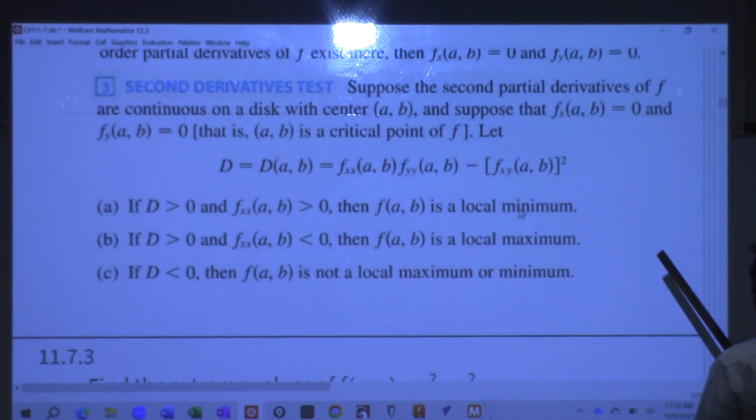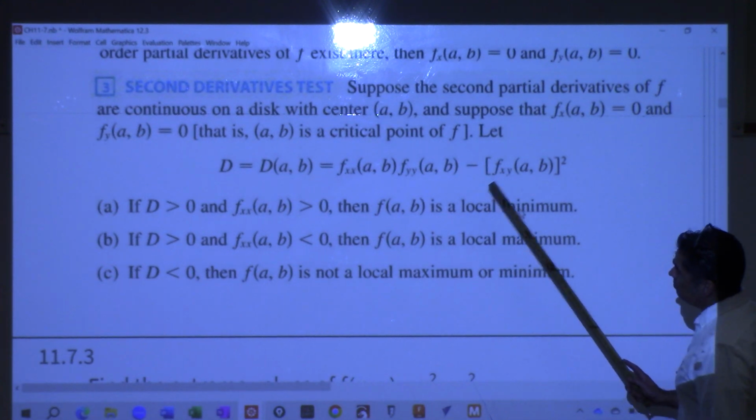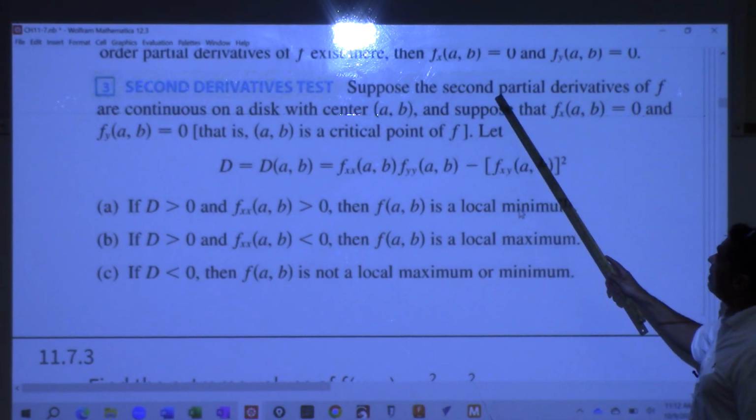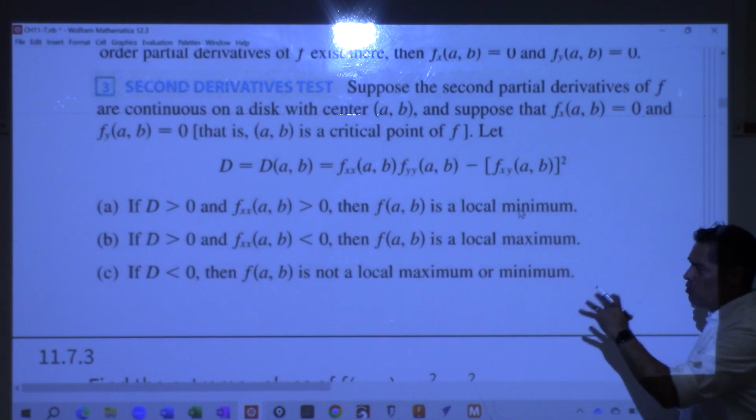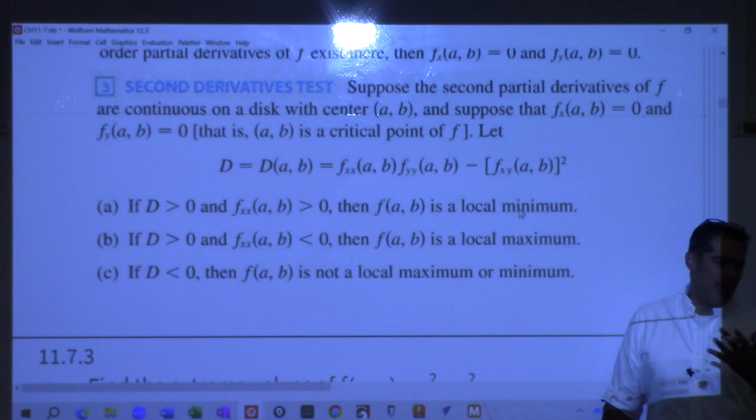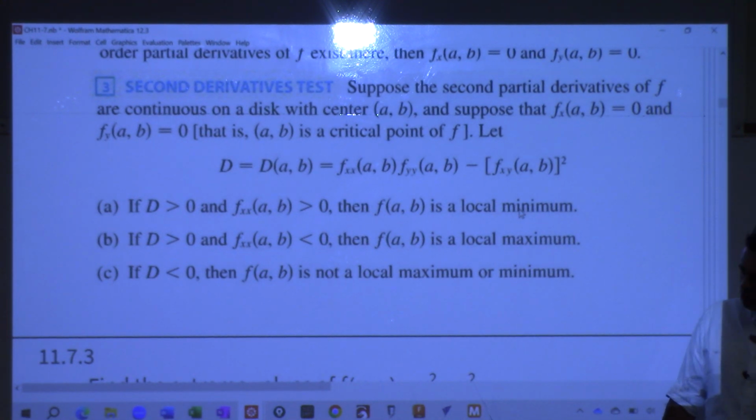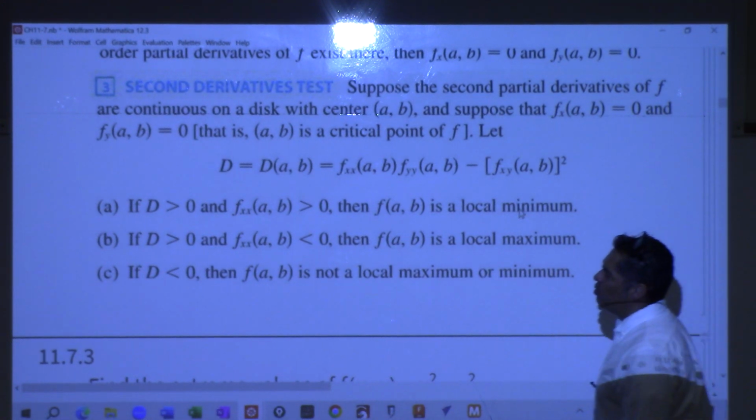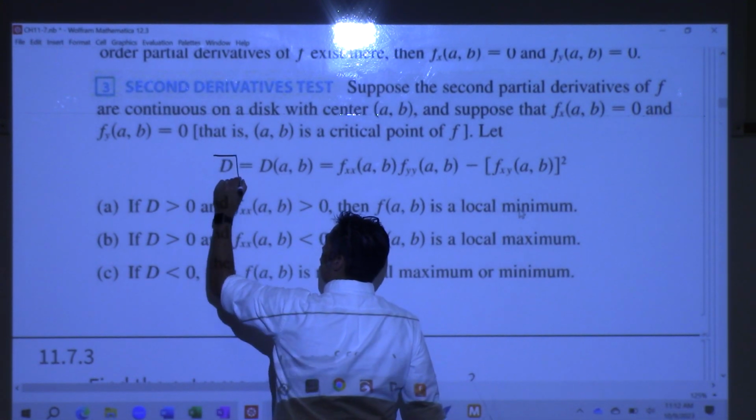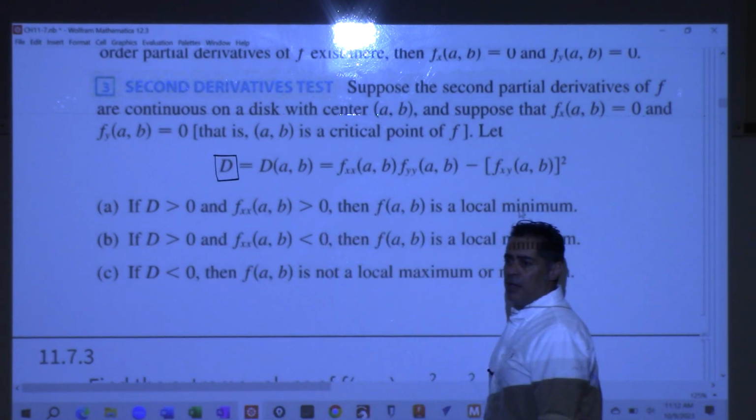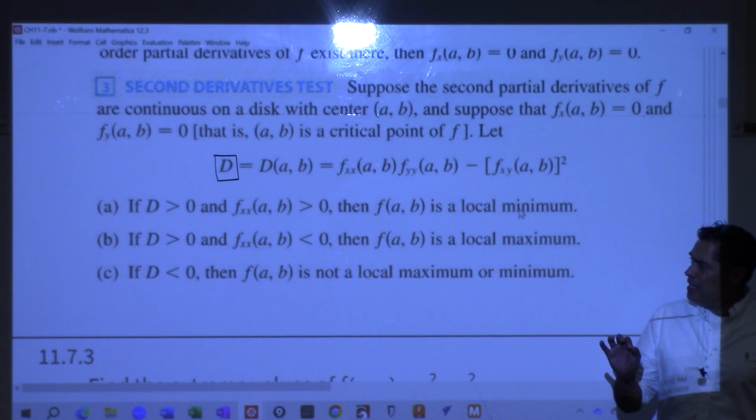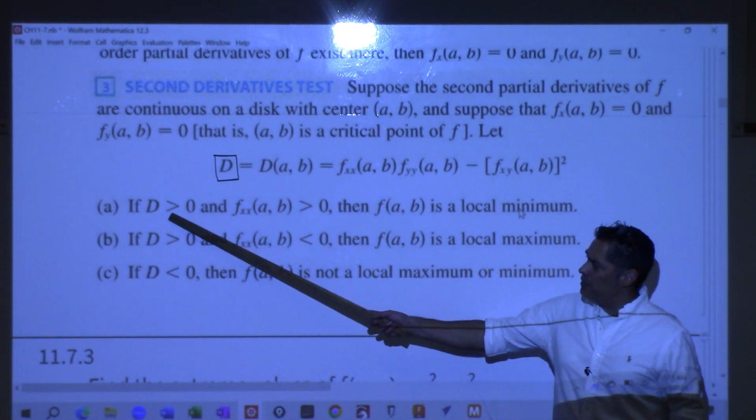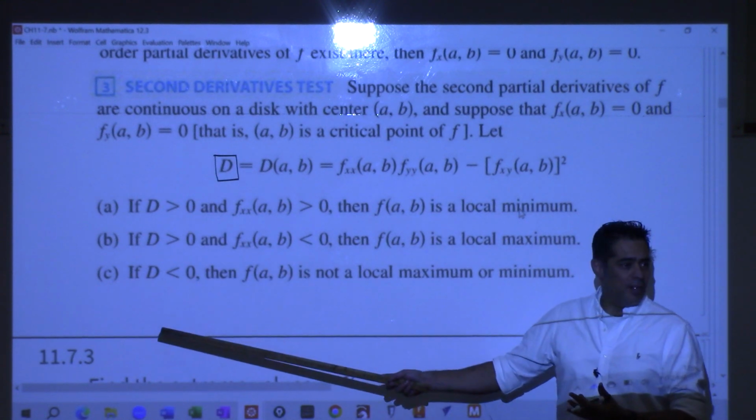All right. Suppose you have some surface, and suppose that the second partial derivatives of that function f are continuous, which means that in order for us to use this test, we must be able to calculate second partial derivatives. So as long as we can do that, then what we're going to do is calculate this value d. So we figure out this value of d, and if the value of d is positive, we're going to get a certain answer, and if it's negative, we're going to get a certain answer.